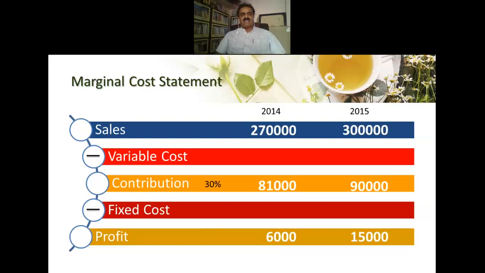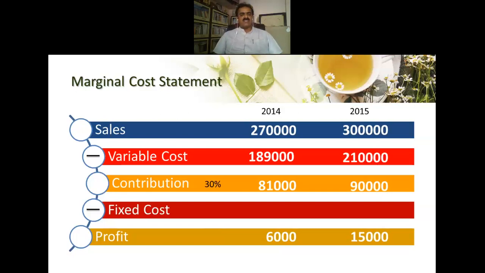To calculate variable cost, it is sales minus contribution. Sales minus variable cost is contribution, or sales minus contribution is also variable cost. 2,70,000 minus 81,000, you will get 1,89,000. 3 lakhs minus 90,000, you will get 2,10,000.